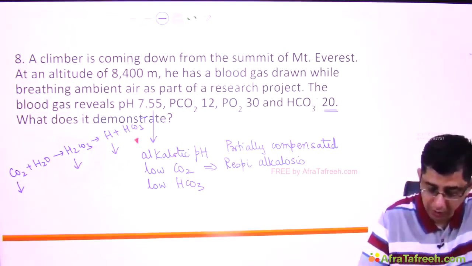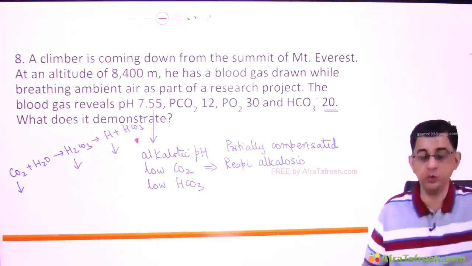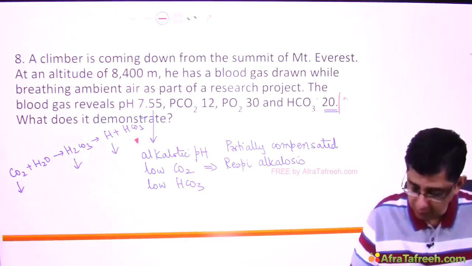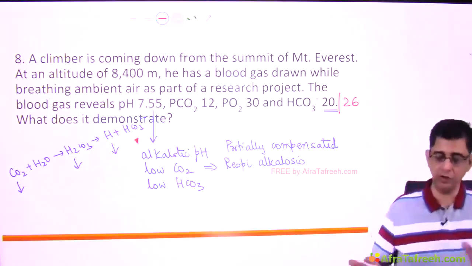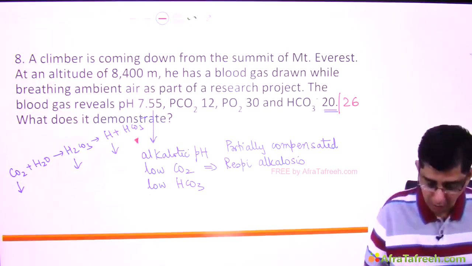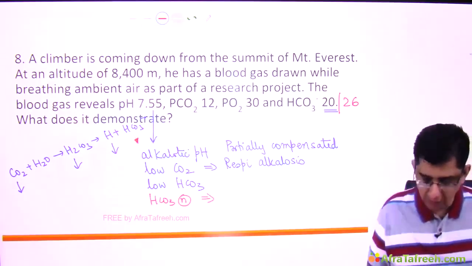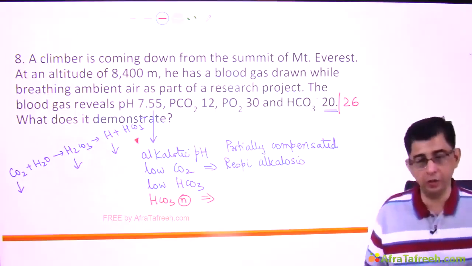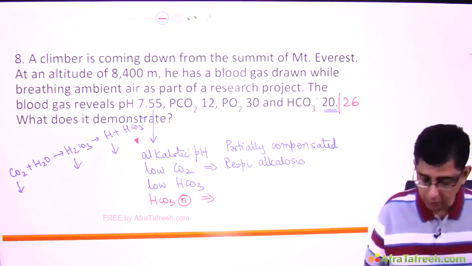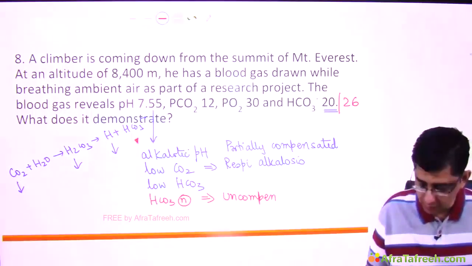Suppose in this question, I change the ink and say that the value of bicarbonate was given to be 26. Same MCQ, everything same, and the bicarbonate value of this patient would be normal. That means that the kidneys have not been able to remove the bicarbonate from the system. Then the answer would have been given as uncompensated respiratory alkalosis.